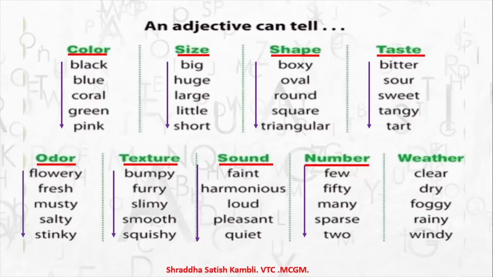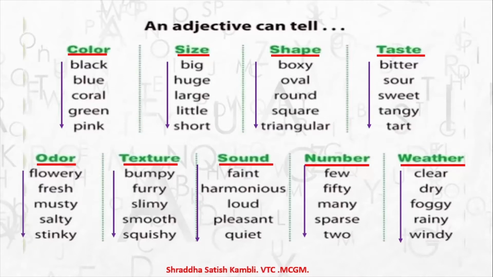2 mangoes. And finally, an adjective can tell you more about weather also. For example, the weather could be clear, it could be dry, it could be foggy, rainy, or windy. So these are all the things about a noun that the adjective can tell you or describe. For example, it can tell you about the color, size, shape, taste, odor, texture, sound, number, and also about weather. Alright, children? So this was about various examples of adjectives. We only saw it under various headings.